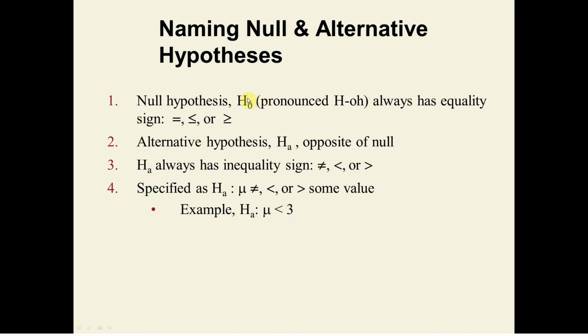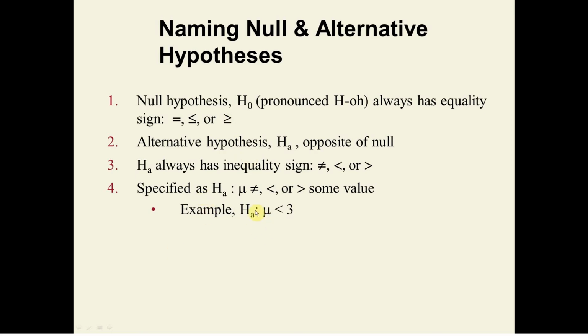You can't have both H naught and HA be true. So the alternative always has the inequality, the null has the equality, and you always write that out by convention, and the tests that we compute will always assume that that's the way things are written.